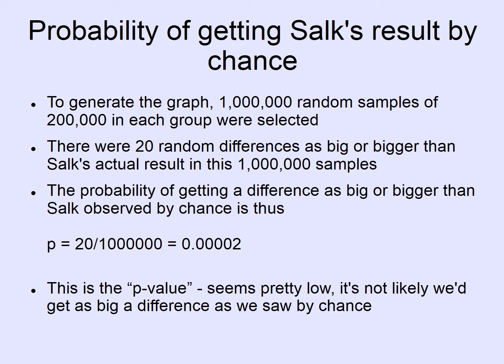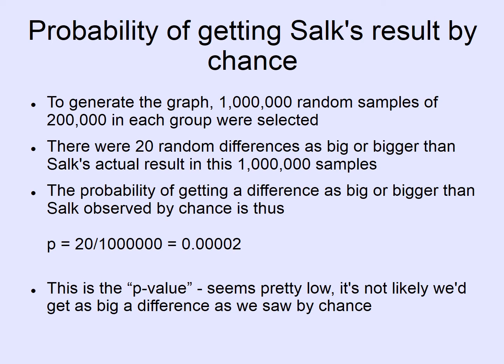Well, indeed it is. I'm going to use a relative frequency approximation here for my probability. And so I found that in that null sampling distribution, 20 times I found random differences as big or bigger than Salk's actual result. So I put that 20 over the million, and that's my probability, 0.00002. So it's very low. And remember, rare event rule: if the probability is very low, it's probably not likely that we saw this by chance.